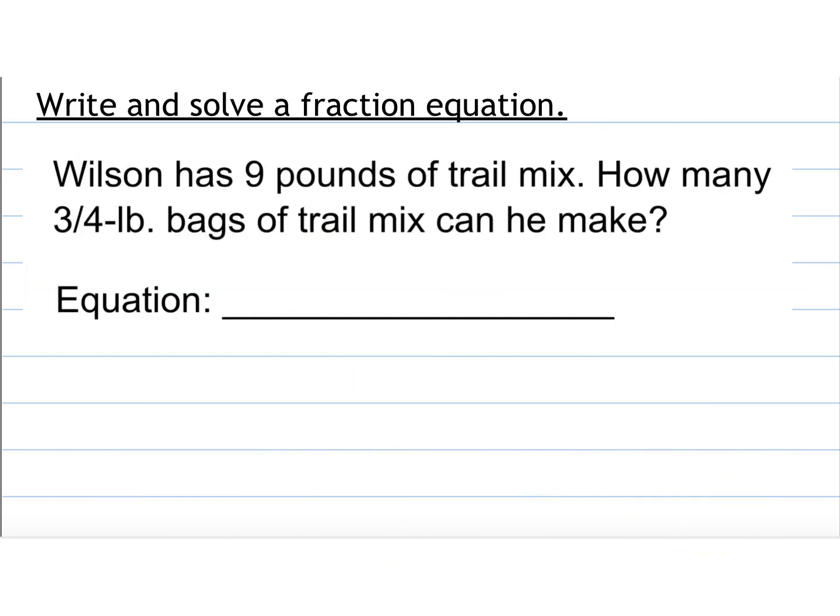And then our last question of the video, Wilson has 9 pounds of trail mix. How many 3/4 pound bags of trail mix can he make? So if I think of what we're doing, we want each bag to be 3/4 pounds. So 3/4 times, we're not sure how many bags, so that's going to be our x. And then our total then of what we have is 9 pounds. So 3/4 x equals 9.